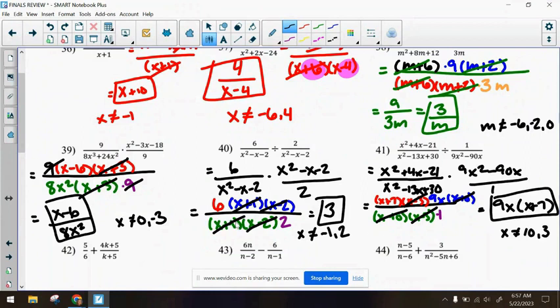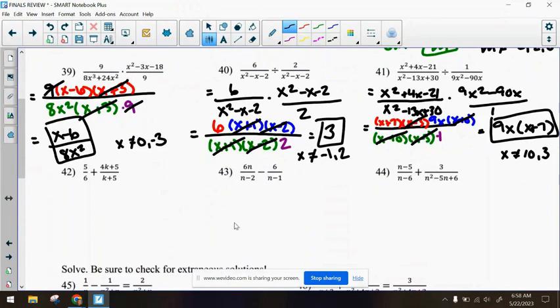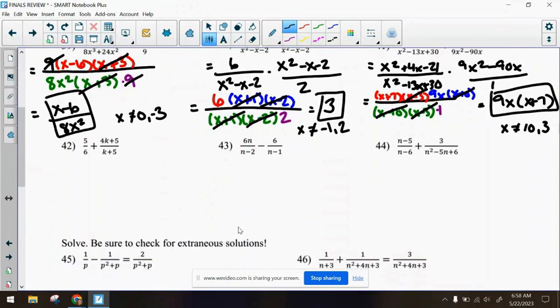So now let's take a look at addition and subtraction. In general, on addition and subtraction, we need to have a common denominator. So, for example, on number 44, I would need to factor the denominator that I have to see what they have in common already and see what the other one needs. I'm going to do number 42, though, so that we can get some practice on just finding that common denominator.